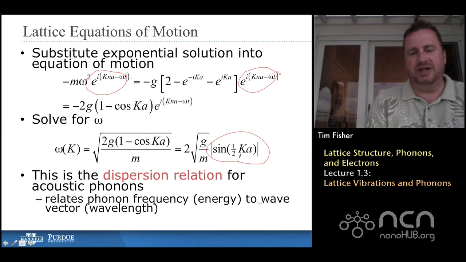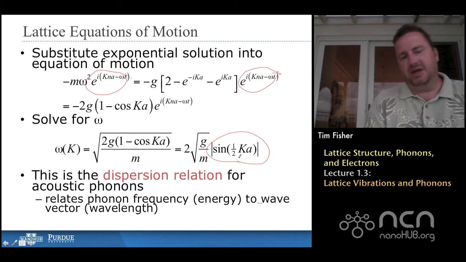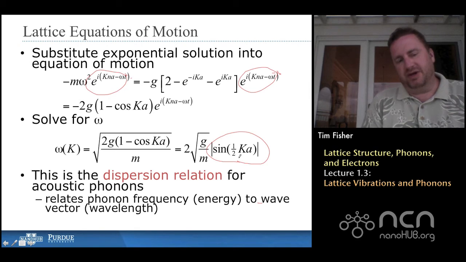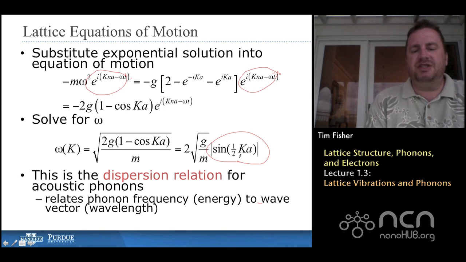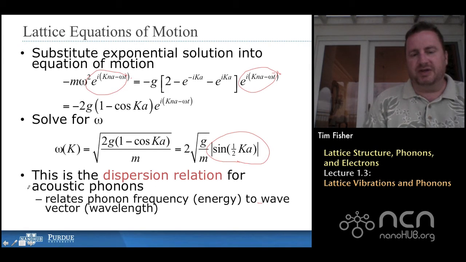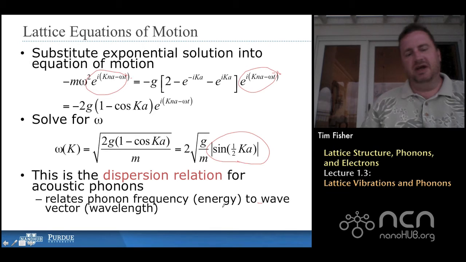This is called the dispersion relation. This relates frequency and wave vector, and you can think of frequency as a surrogate for energy and wave vector as a surrogate for wavelength. And this dispersion relation is going to tell us all sorts of things about how energy flows in the material. This particular dispersion relation is specific to something called acoustic phonons. Now, we'll talk about phonons at the end of this lecture, but there are other kinds of phonons as well that we'll get to in later lectures. But right now, I just want you to appreciate that this is the main mechanism for lattice vibrations where we're relating energy and wavelength.